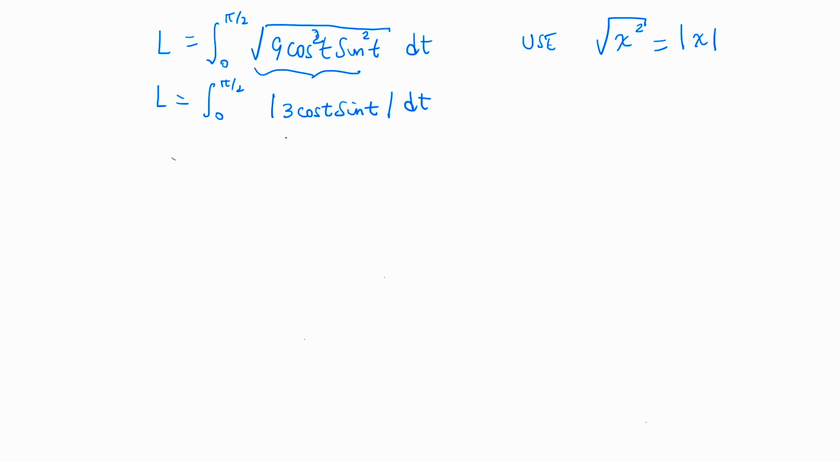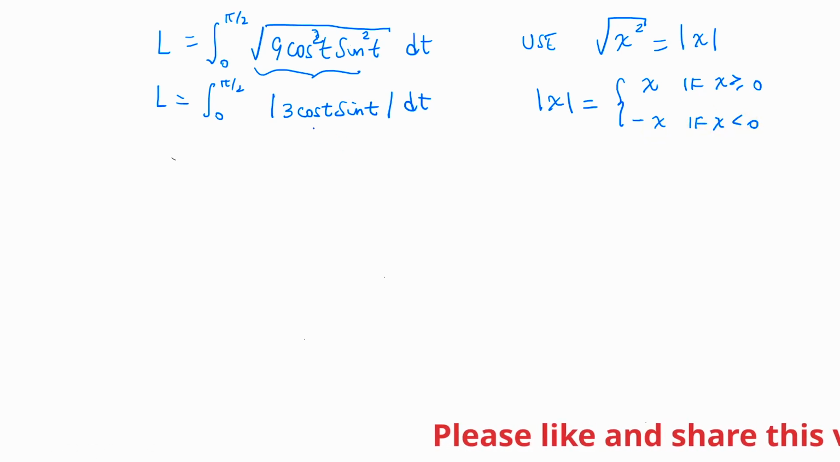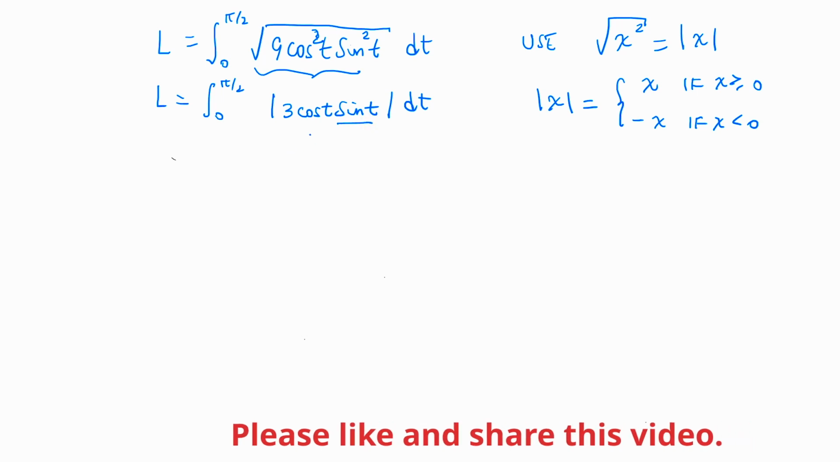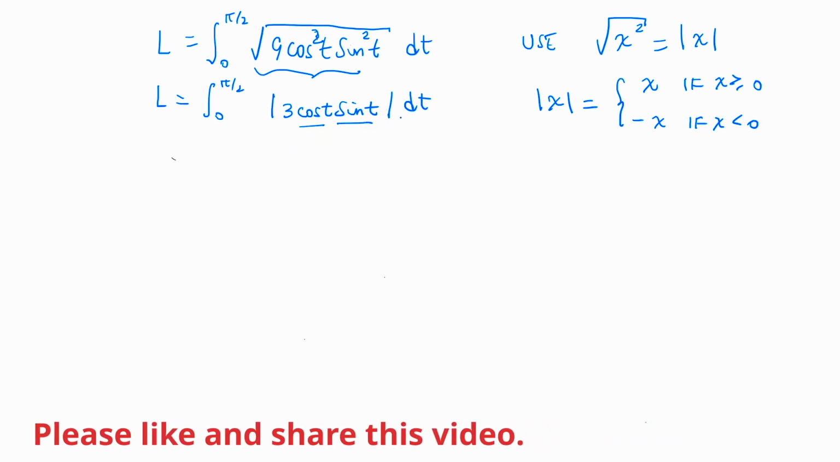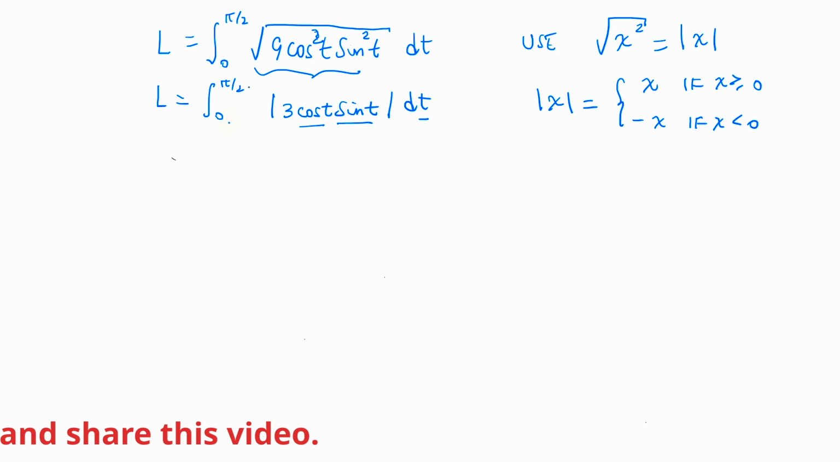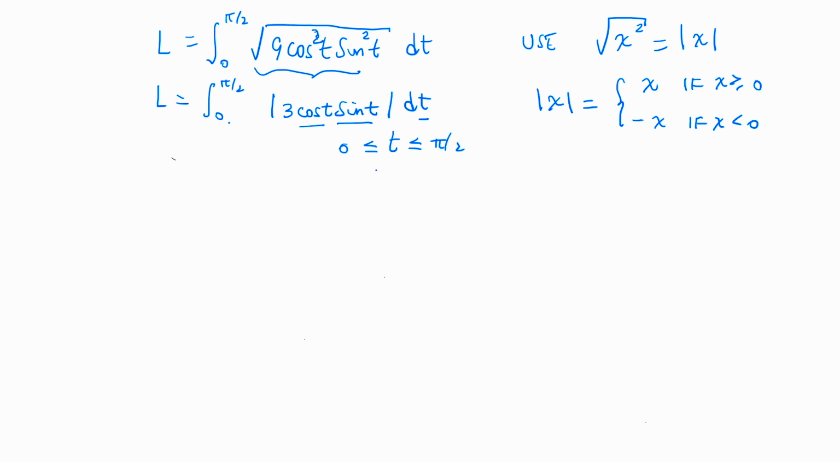Next, since we are integrating an absolute value function, we need to use the definition of the absolute value. So we know that the absolute value of x is defined as x if x is greater than or equal to 0, and it is negative x if x is less than 0. Now, how about the sign of sine and cosine of t, when t is between 0 and pi over 2? So let's write that in here. We know that t is between 0 and pi over 2. So what is the sign?